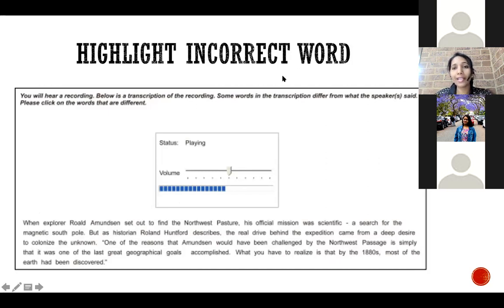So this question has negative marking. It gives you about 4 to 5 points towards reading as well.